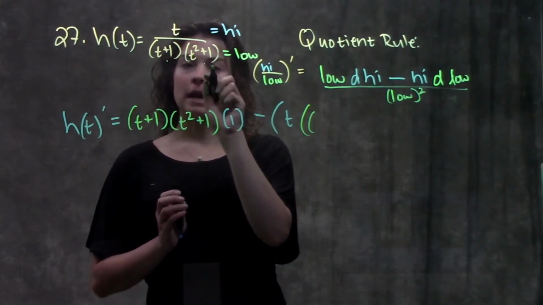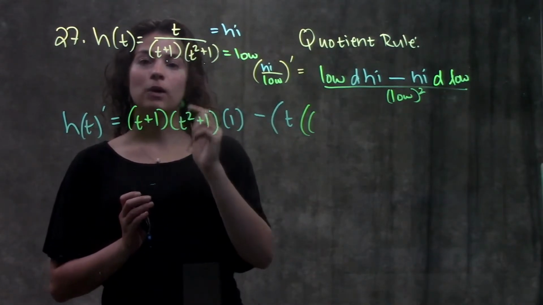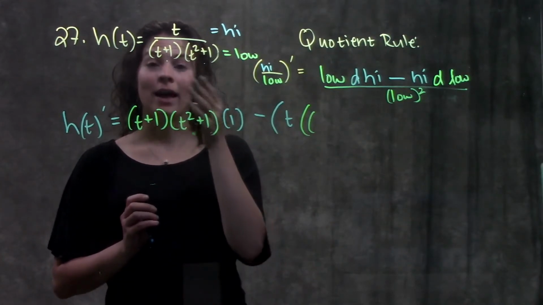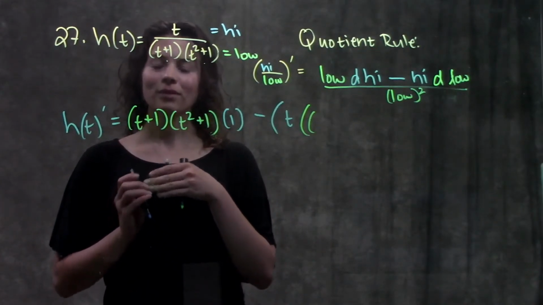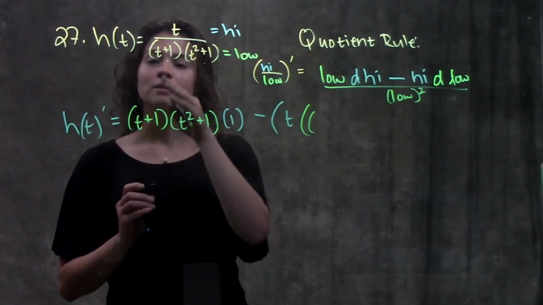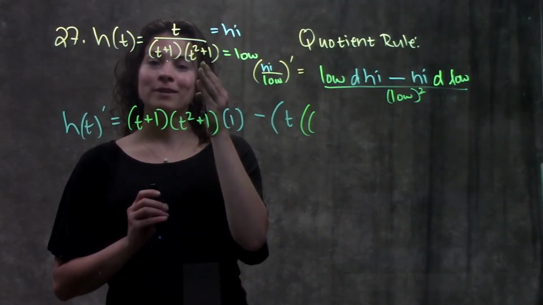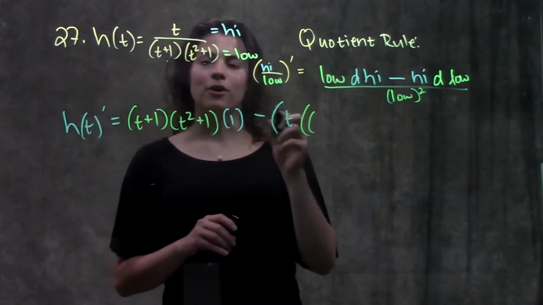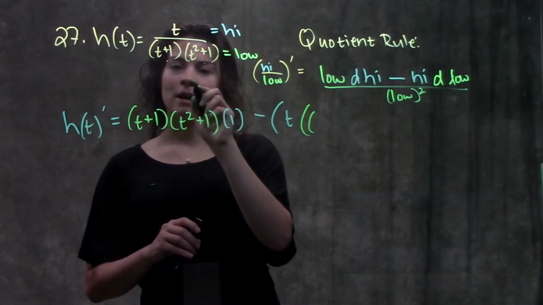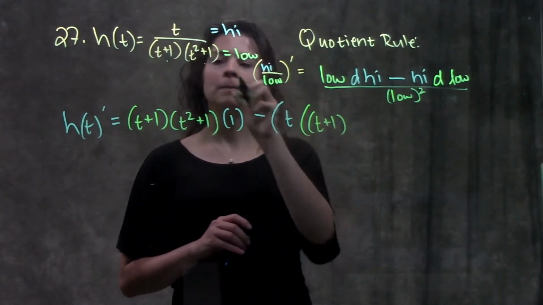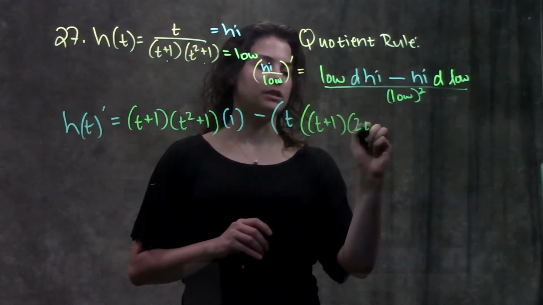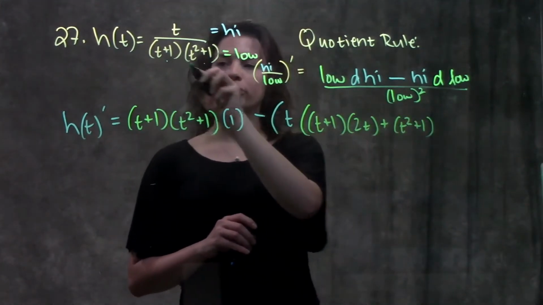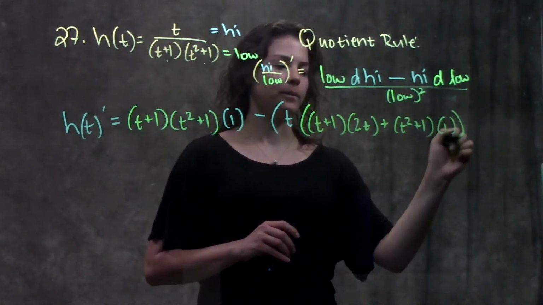My derivative of the denominator, if you notice, this is the product of two different functions. So in order to find the derivative of my denominator, I'll actually need to use product rule as well. And remember, product rule tells us to multiply the first times the derivative of the second, plus the second times the derivative of the first. So following that rule, the derivative of the denominator becomes t plus 1 times the derivative of the second, which is just 2t, plus second times the derivative of the first, which is just 1.